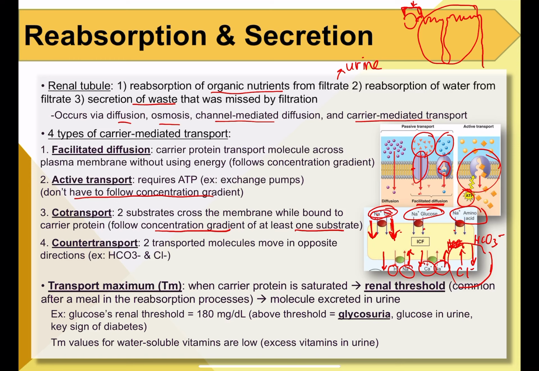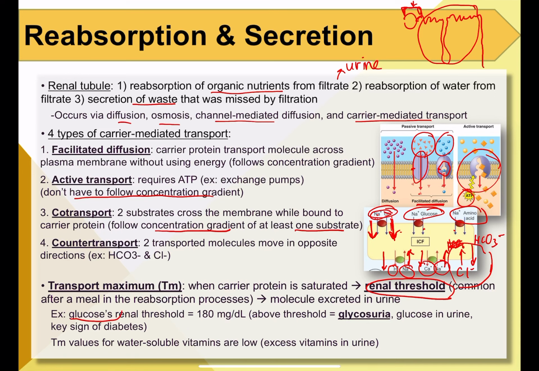For example, if you flood your system with, let's say again, too much vitamin C that is not being used up in your bloodstream, then they will be saturating the carrier proteins, and hence they will just pass right by and end up in your urine instead. This idea of saturating your carrier proteins in the kidney is called renal threshold. For example, here you have different types of renal threshold.